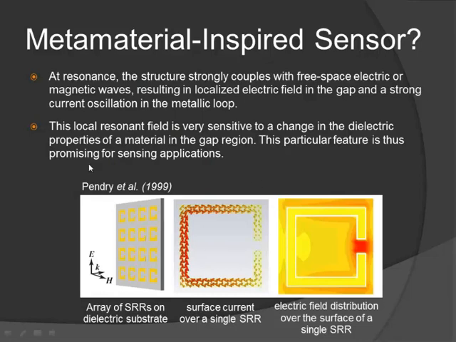The local resonance field is very sensitive to changes in the dielectric properties in the gap region. This particular feature is very promising for sensing applications. In this figure, the red arrows show the surface current over the SRR surface, and the picture also shows the electric field distribution over the surface of a single SRR. If you change the property of the dielectric in the gap of the SRR, the resonance frequency will change as a function of the dielectric change.